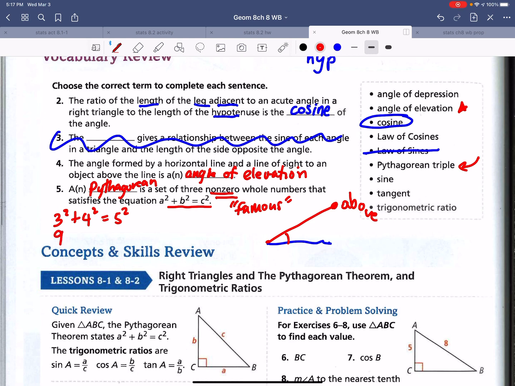I think we found another one, 9, 12, and 15 in this chapter. I think we found another one like 9, 40, and 41 maybe. That was a Pythagorean triple. Don't quote me on that last one. So that's when these are actually whole numbers. And we see these little patterns here and there when we use the Pythagorean theorem, and we usually expect to get a decimal for the hypotenuse, and sometimes we don't, and that's exciting.